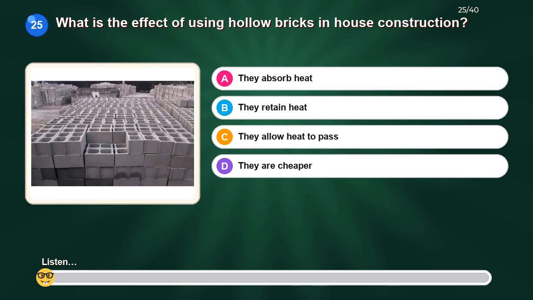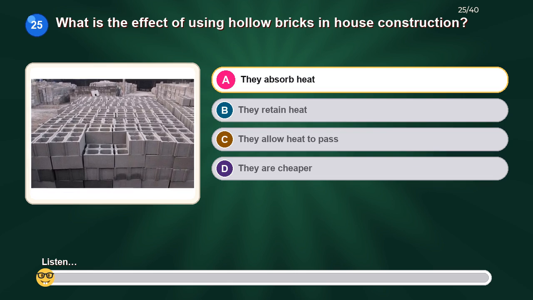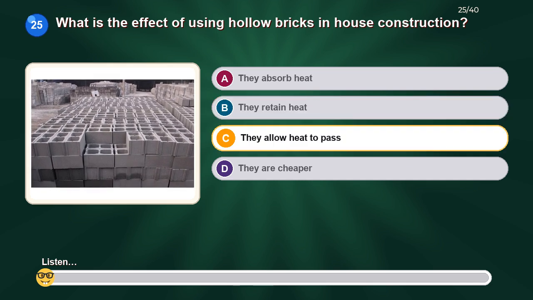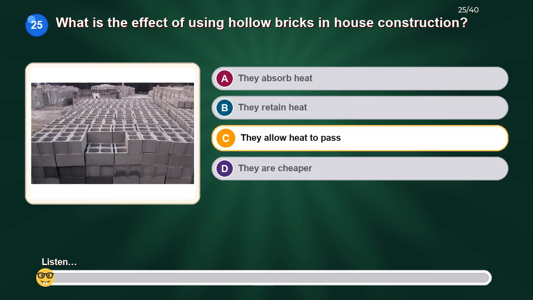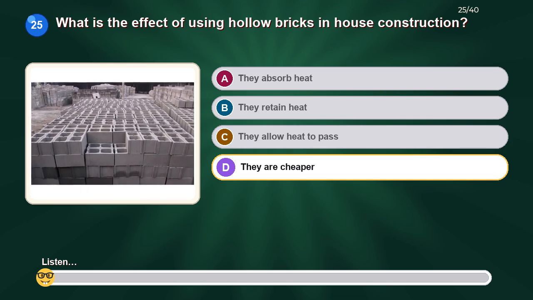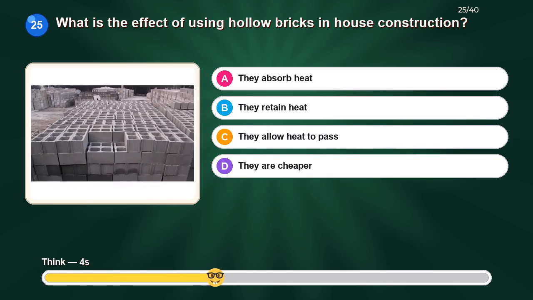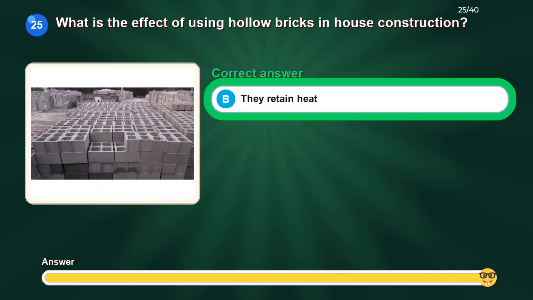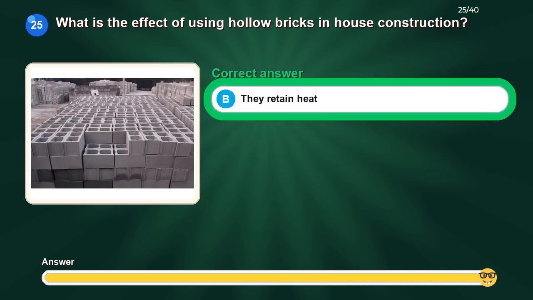What is the effect of using hollow bricks in house construction? Option A, they absorb heat. Option B, they retain heat. Option C, they allow heat to pass. Option D, they are cheaper. The correct answer is, they retain heat.